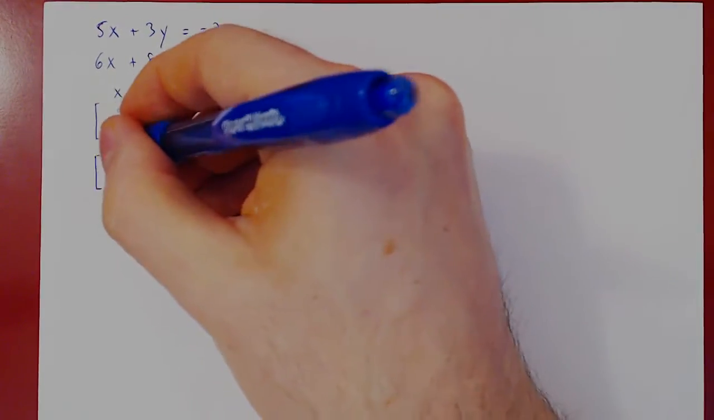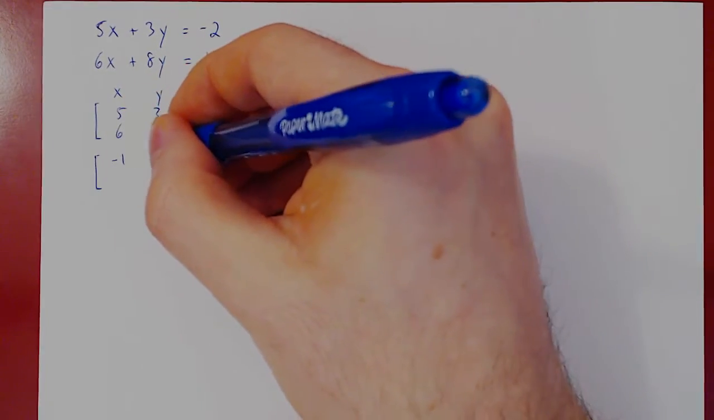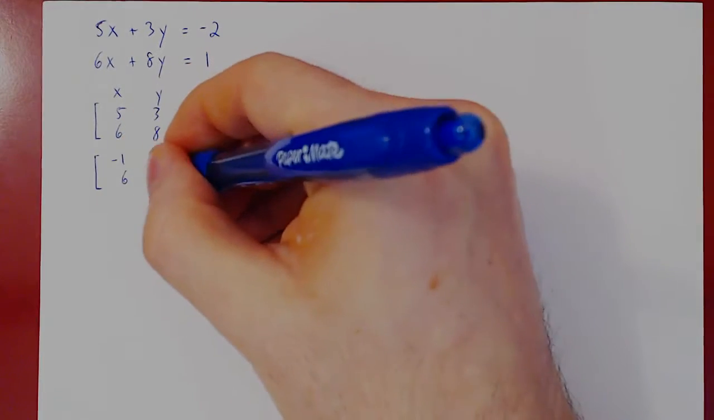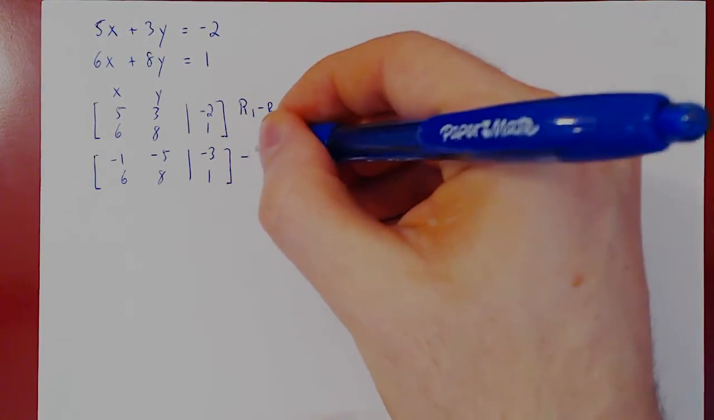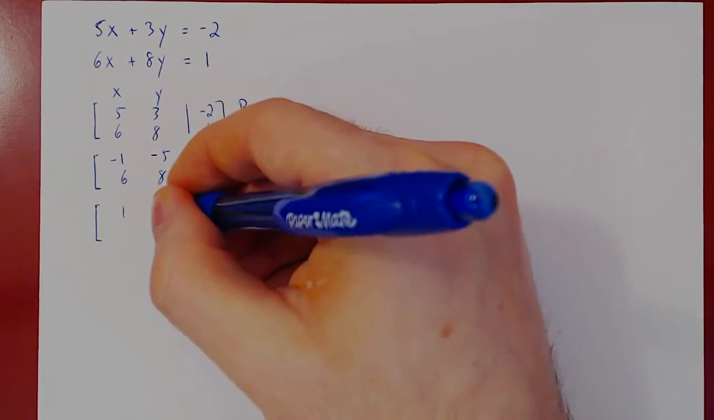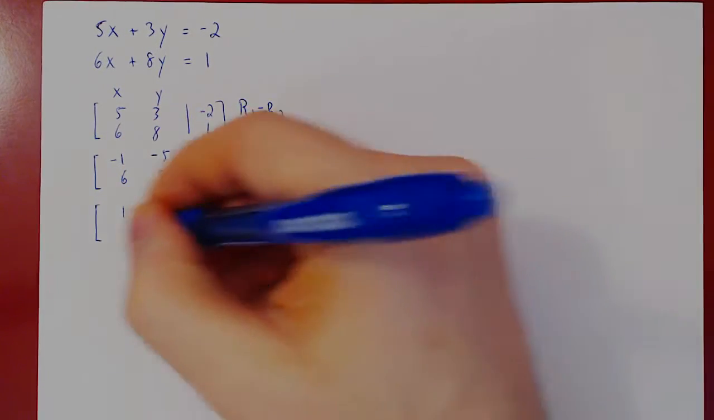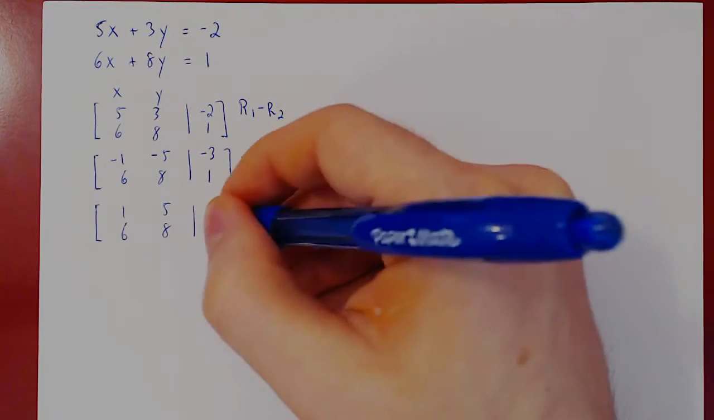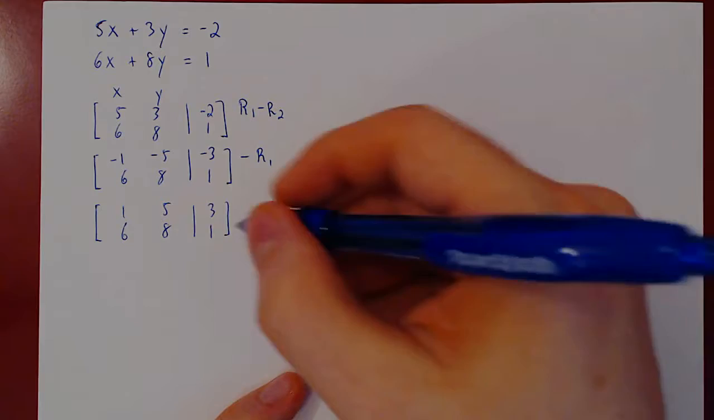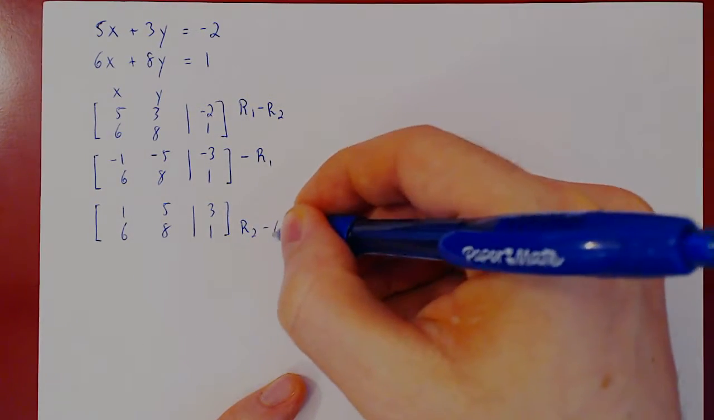So 5 minus 6, negative 1. 3 minus 8, negative 5. Negative 2 minus 1, negative 3. Second row stays the same. We negate now row 1 to get our first leading 1. Well, we have our leading 1. Let's kill the 6 that is below. So row 2 minus 6 times row 1.